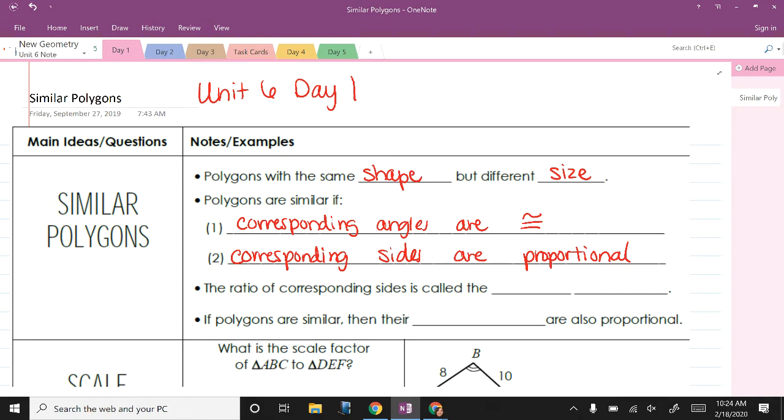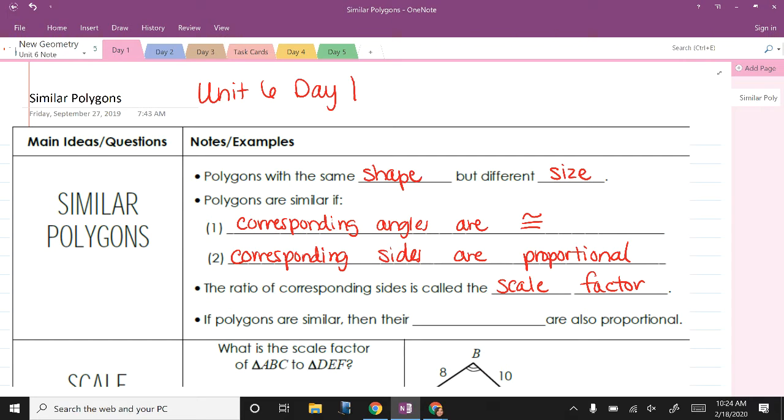Okay, the ratio of corresponding sides is called the scale factor. Scale factor. Now, didn't that sound like dilations? Didn't we have a scale factor in dilations? Okay, so that's another correlation there, that similar figures are produced by a dilation. They involve a scale factor.